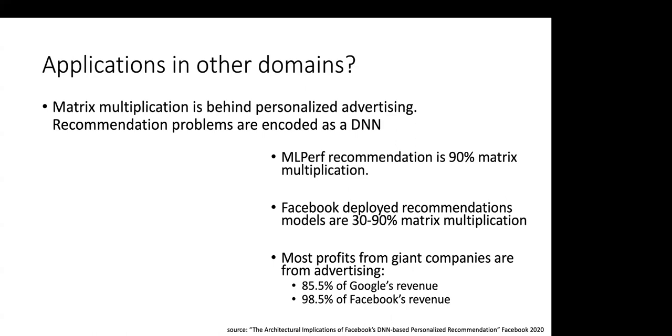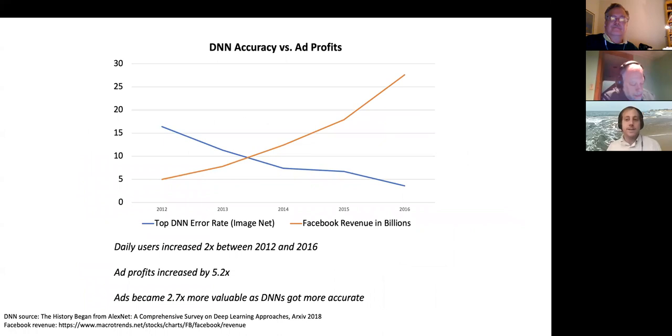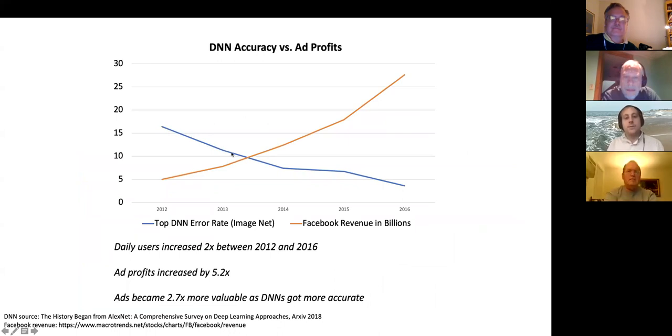Google has about 85% of its revenue from ads. Facebook is about 98.5%. I'm going to do one more meme here just to show that personalized advertising algorithms are really just dense matrix multiplication and DNNs underneath the hood. This might be a slightly tenuous connection, but it seems like as DNN accuracy increases, these companies have been able to sell their ads as being more valuable. This is a graph from 2012 to 2016. The blue line shows the error rate of DNN models on ImageNet. You can see that over the years, we were able to get more and more accurate DNNs. These are the same sort of DNNs that these companies use to train your personalized ads. And Facebook has been able to take their ad revenue and go up and up and up.